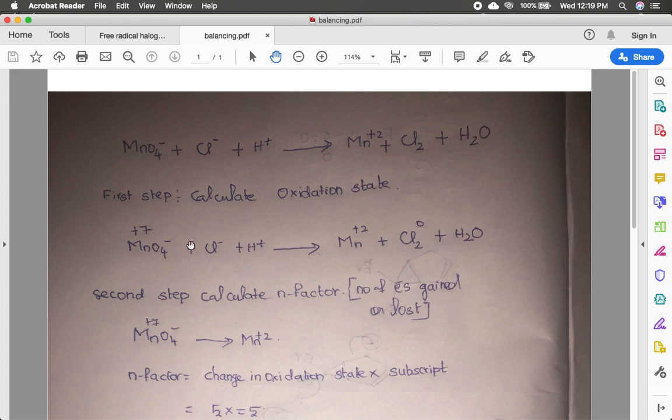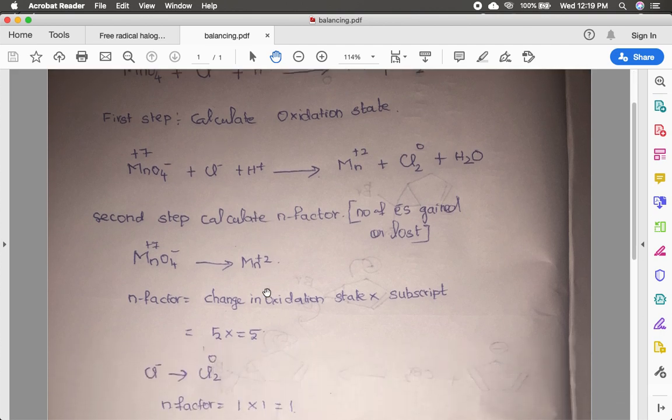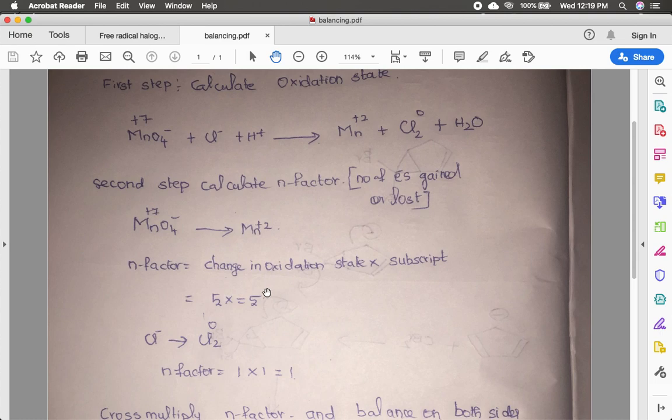So the second step is calculation of the N factor. N factor is basically the number of electrons gained or lost. So for permanganate, we're going to calculate the N factor. This is the formula: change in oxidation state multiplied by subscript. So here the change in the oxidation state is +5 because it goes from +7 to +2. The subscript is 1. So the N factor here is 5.